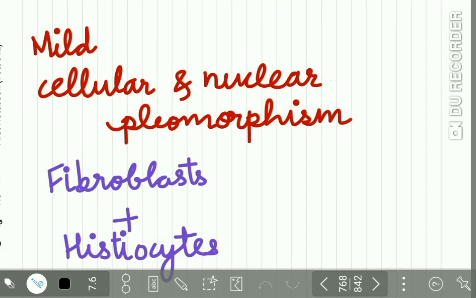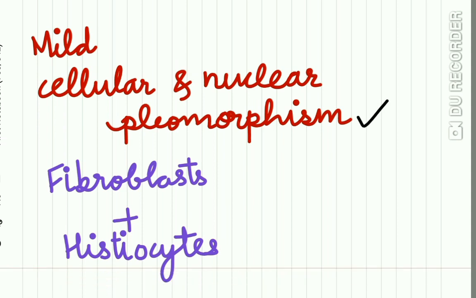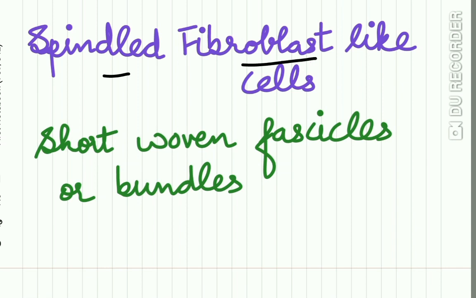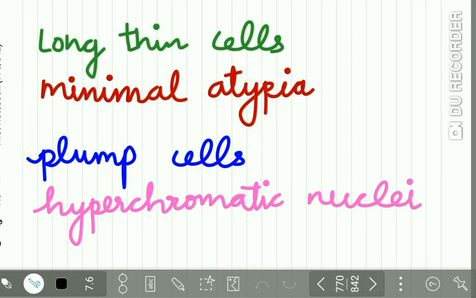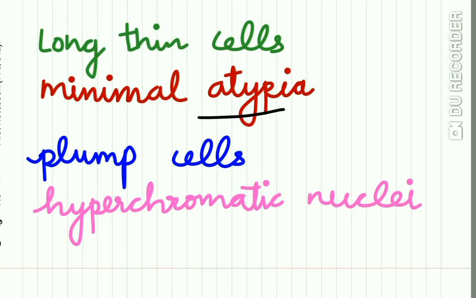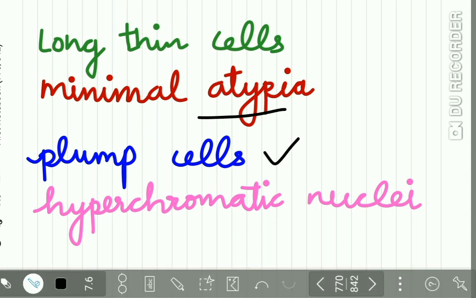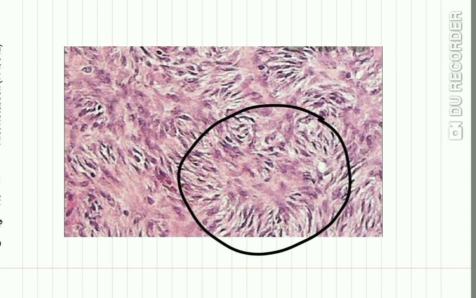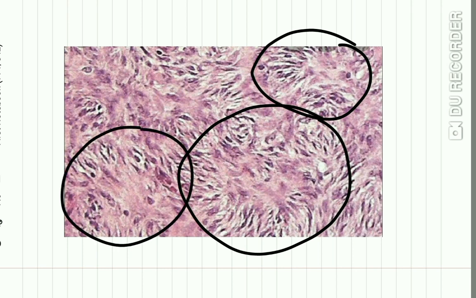The cells may show mild cellular and nuclear pleomorphism. There are two types of cells present, the fibroblast-like cells and the histiocyte-like cells. Now, the spindle-shaped fibroblast-like cells show woven fascicles or bundles. They are long, thin cells with minimal atypia. Sometimes the fibroblast-like cells may be plump with hyperchromatic nuclei. Here you can see more of the whorled appearance or the cartwheel pattern of these fibroblast-like cells.